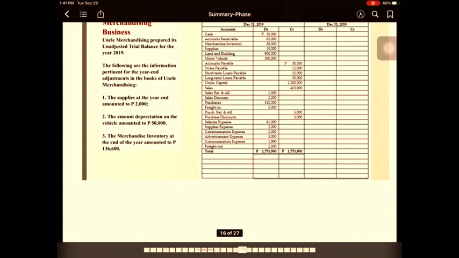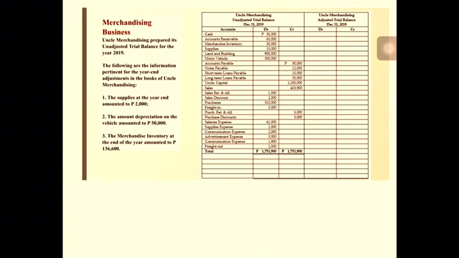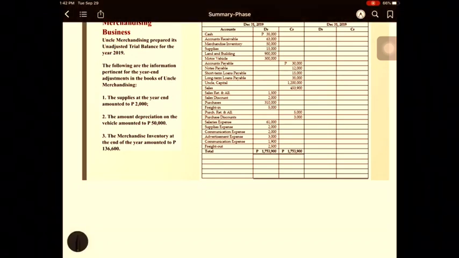So after performing this, this is your adjusted trial balance. I already prepared here your adjusted trial balance. We just have to fill in the amounts here. So let's prepare. Is the cash affected? No, so we just have to copy the cash, 35,000. The accounts receivable is not affected, 63,000. Is the merchandise inventory affected? Yes. And we adjusted it to 136,600, right? Now your supplies is also affected. The remaining supplies is now 2,000.